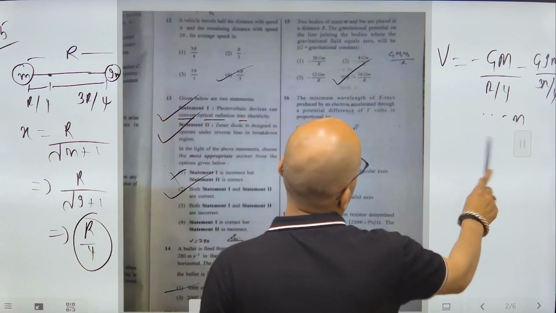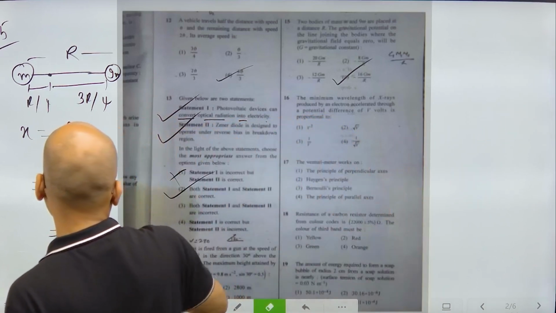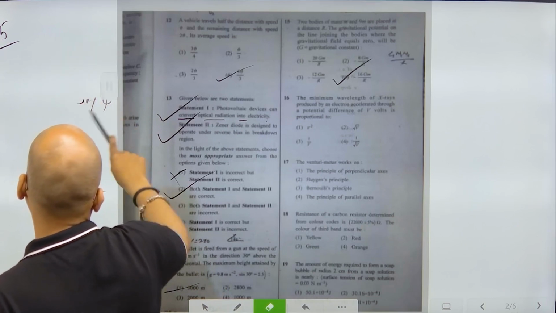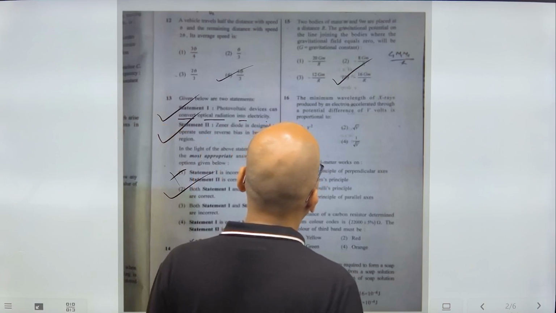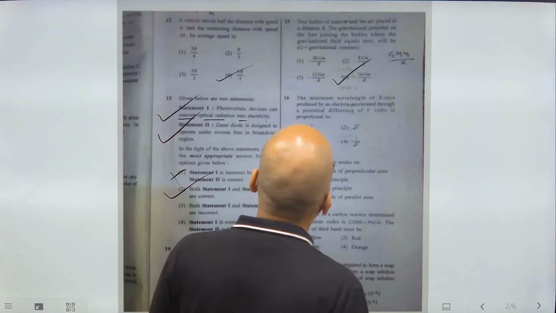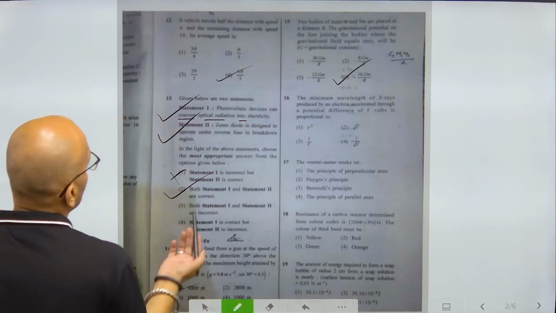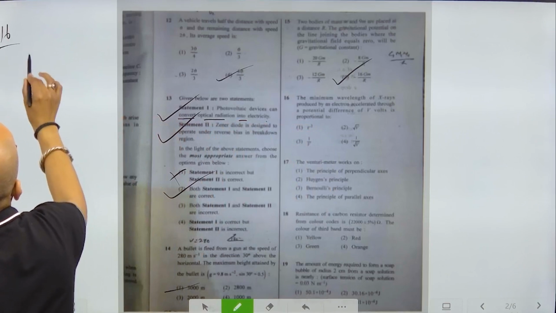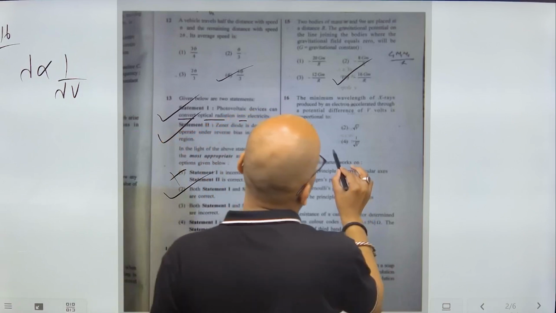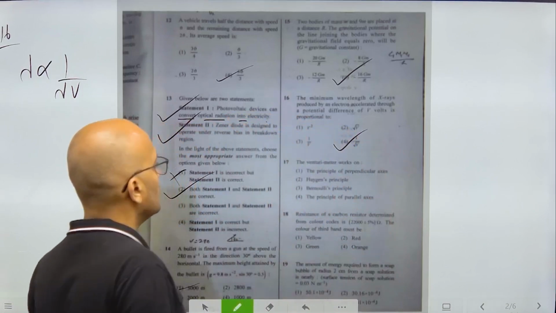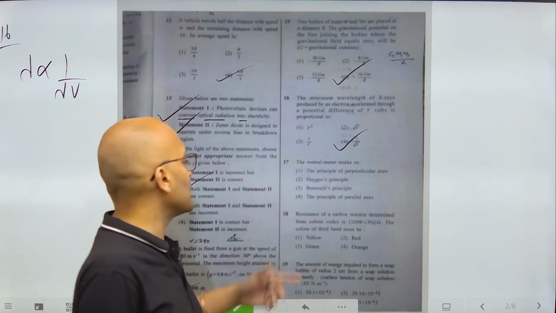Next question. It is saying that the maximum wavelength of X-rays produced by an electron accelerated through a potential difference of V volt is proportional to... So direct formula of X-rays, lambda is inversely proportional to under the root of V. So option D is correct. Now Venturi meter works on the principle of, directly they have asked, Bernoulli's theorem.